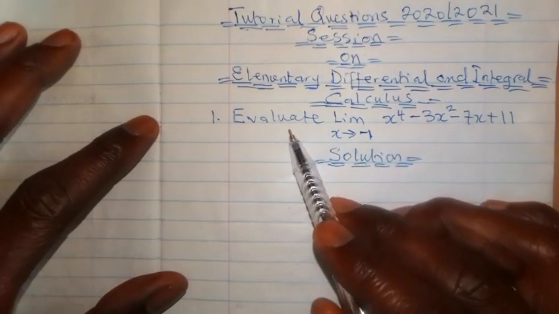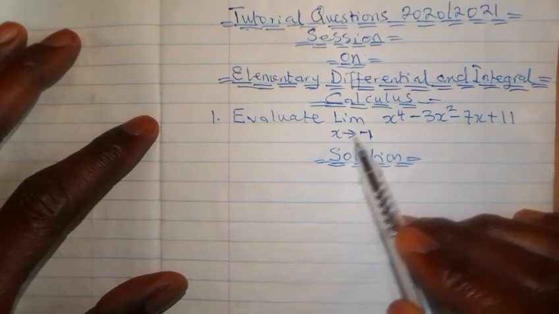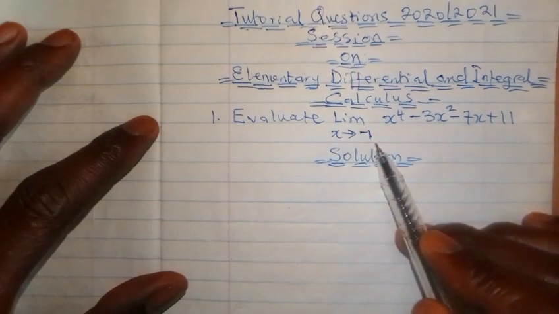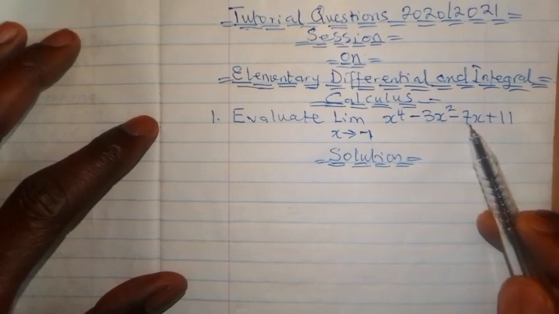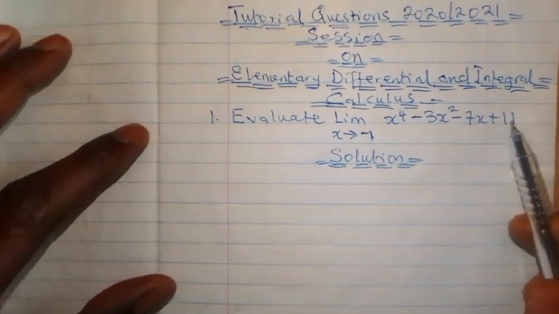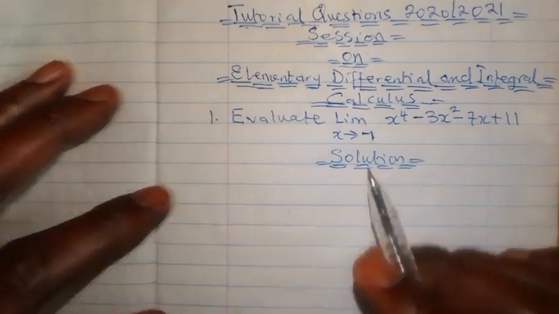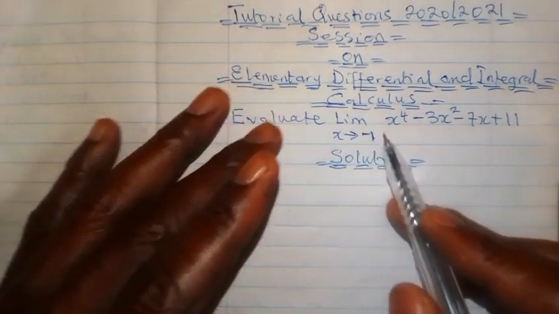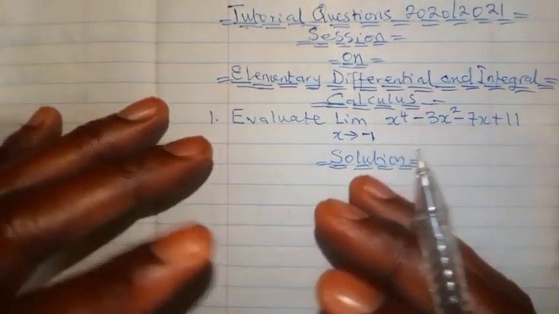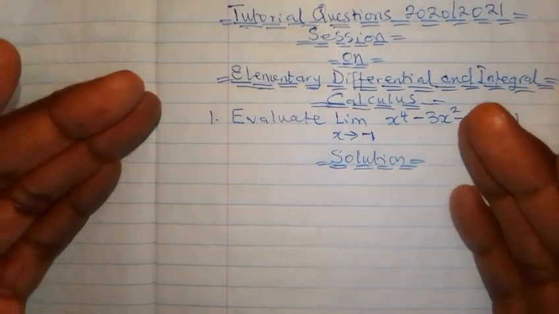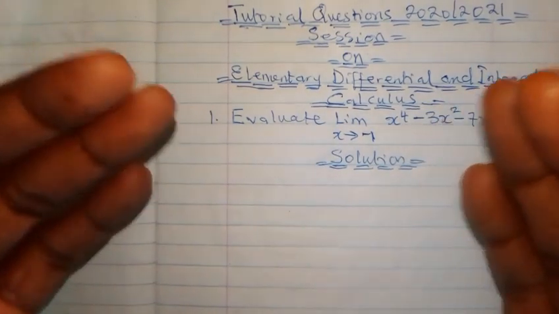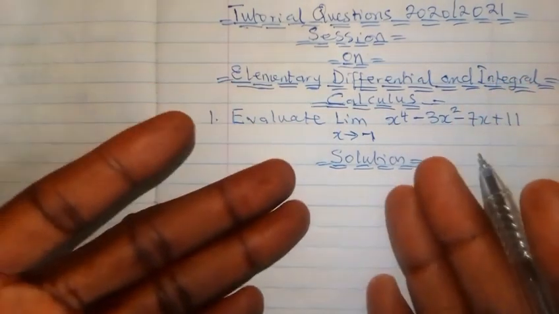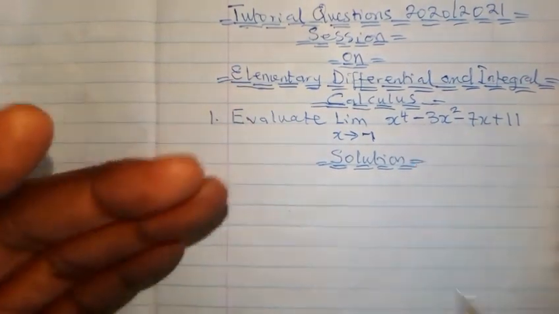It says, number 1, evaluate the limit as x approaches minus 1 of x power 4 minus 3x squared minus 7x plus 11. How do we approach this question? This question deals with limits, and there are different ways we can approach a limit problem. One of the methods we can use to solve a limit problem is direct substitution, and that is what I am going to be using in this case.